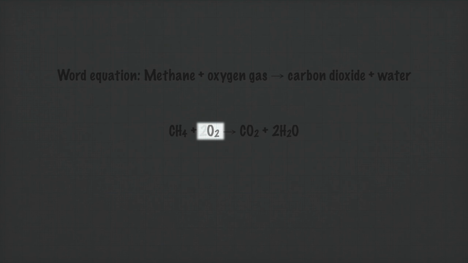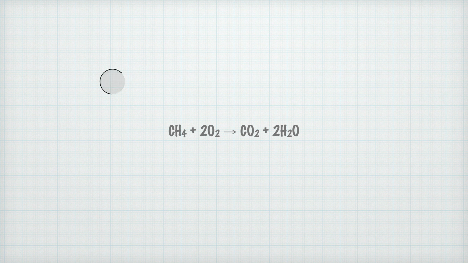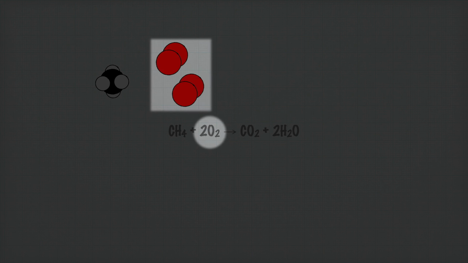I squeeze in another 2 in front of the oxygen here, so that I have 4 oxygen atoms to the left and 2 plus 2 oxygen atoms to the right as well. Let me show you a small animation also, so you can see more clearly what happens, what reacts and what forms. So we start with a methane molecule here and 2 oxygen molecules here. This is what 2O2 means, that we have two oxygen molecules.